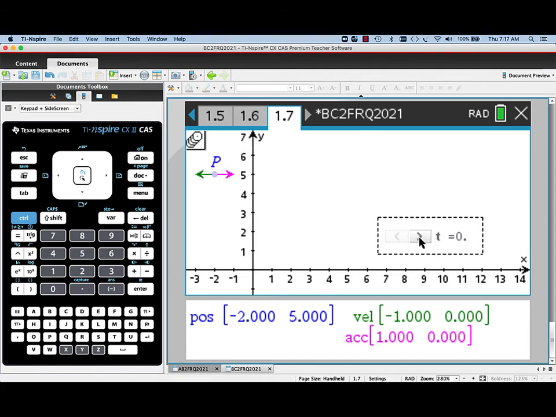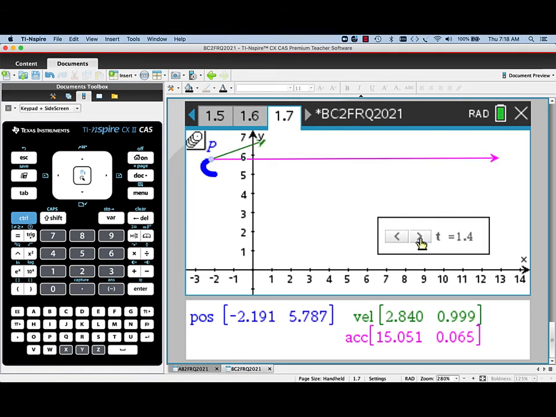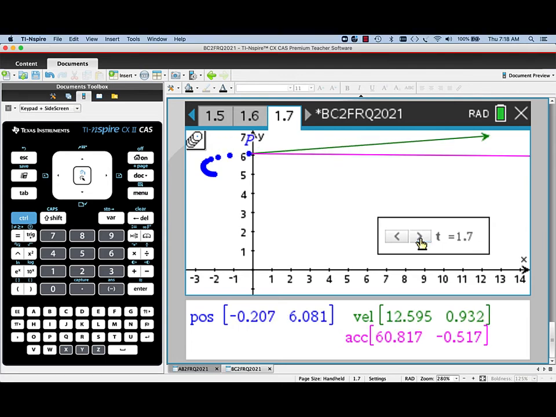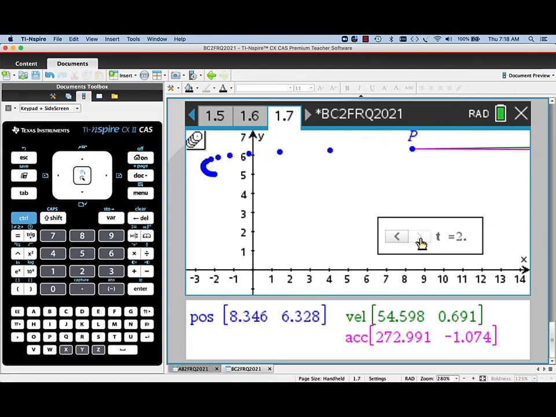What this will do is as I increment time, the point P is going to leave a trail behind of the positions it's occupied. And as you can see, the distance between the points for these equal time intervals is increasing. That's an indication of the increasing speed of the particle as we move forward in time.